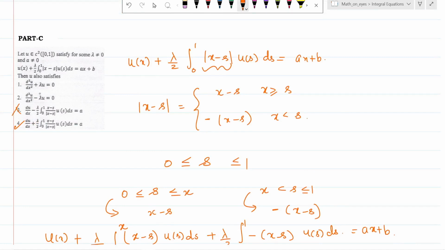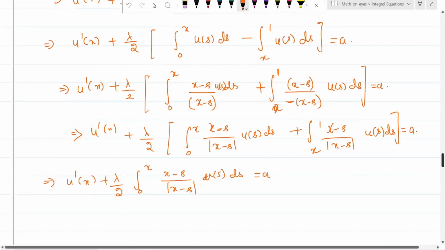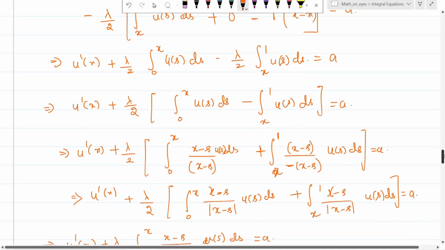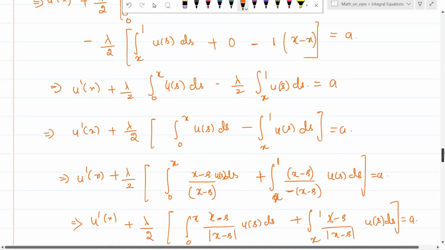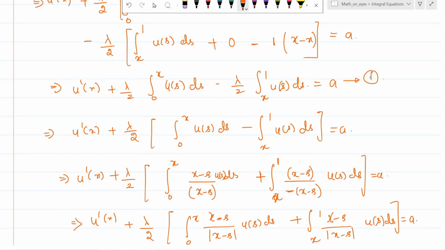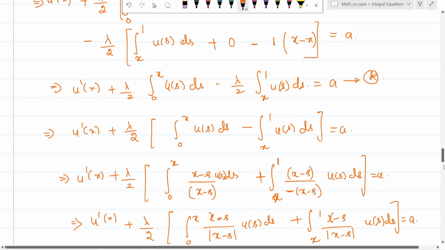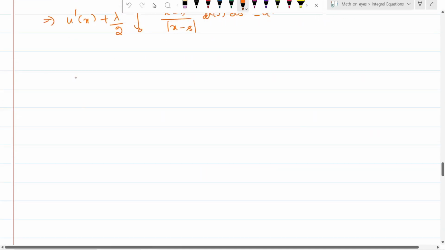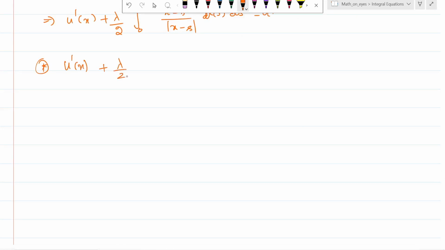Next, we have to take the second derivative, u double dash. We shall use this one, mark it as 1 or star. We will use this step to find the u double dash. What is given in the star? u dash of x plus lambda by 2 integral 0 to x u of s into ds minus lambda by 2 integral x to 1 u of s into ds is equal to a.